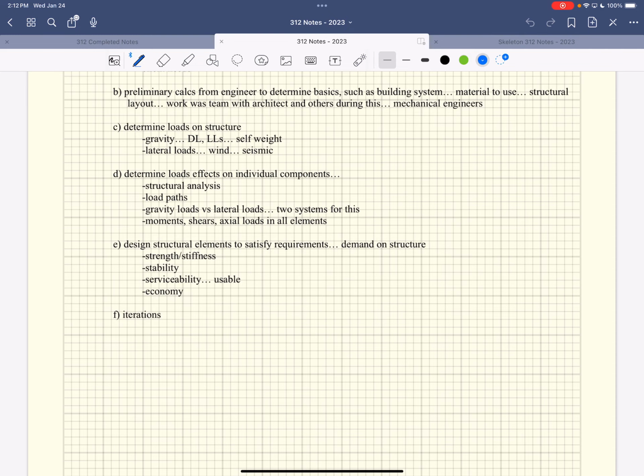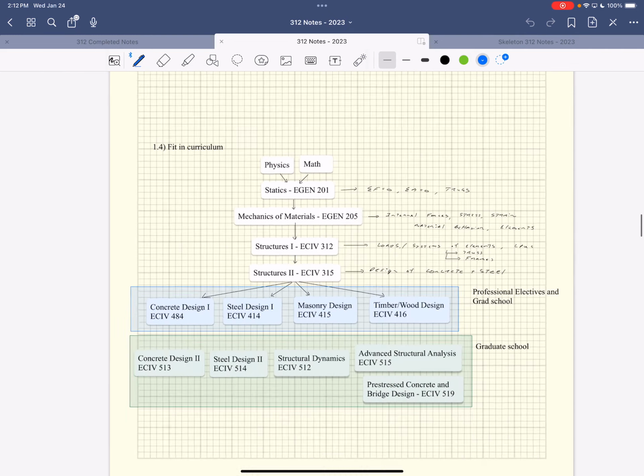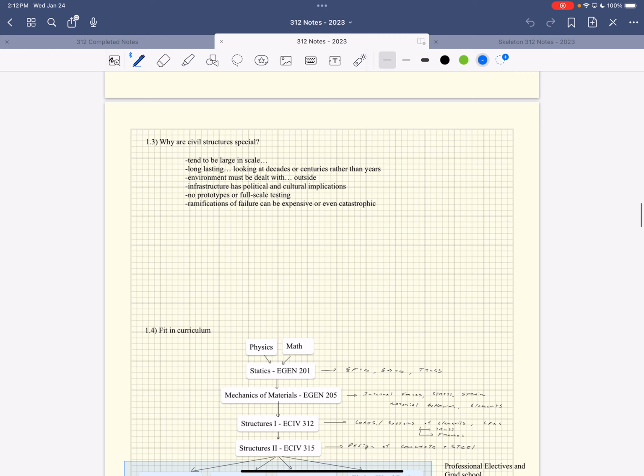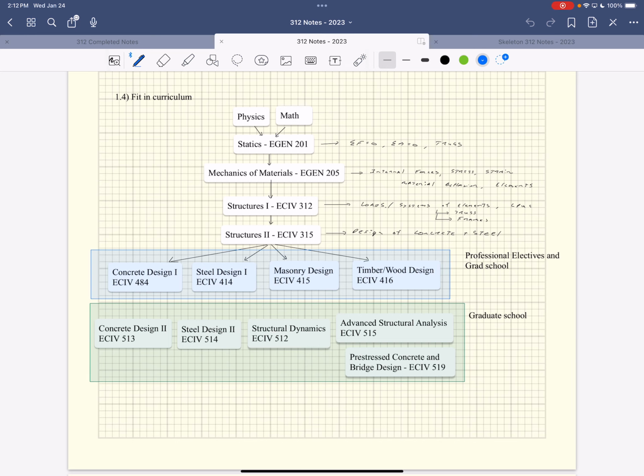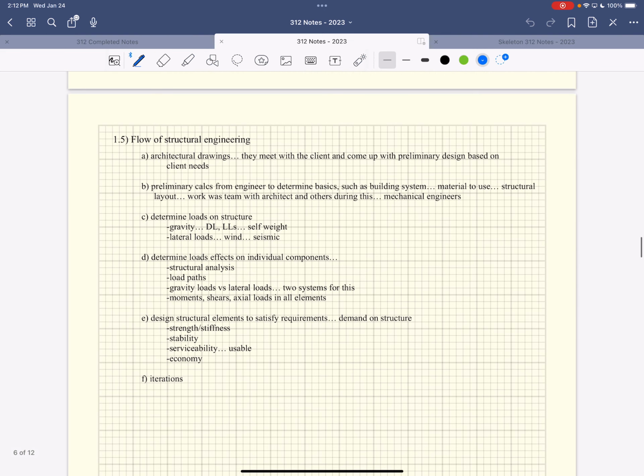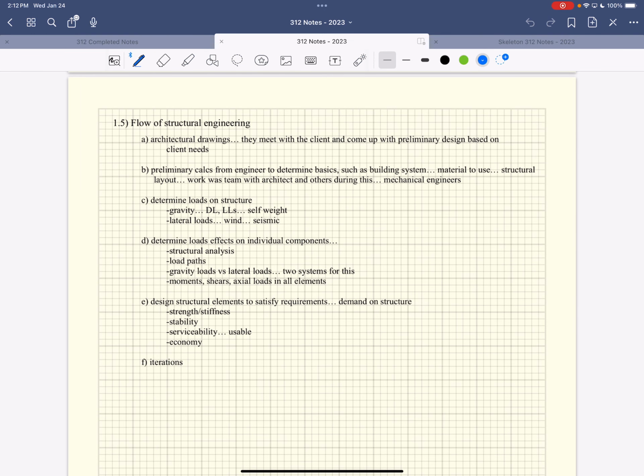So what we were in the middle of talking about right now was, last time we looked at why civil engineering structures are special, and they're special, right? And then we looked at where this class fits in the overall curriculum if you're on your way to being a structural engineer, and then we started talking about the flow of an engineer, right?